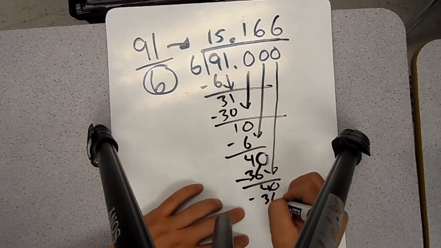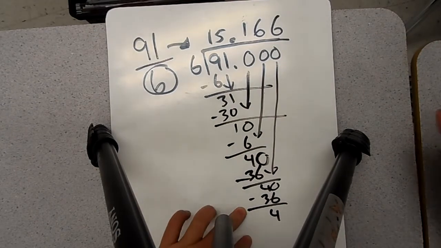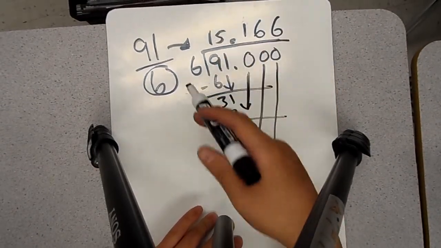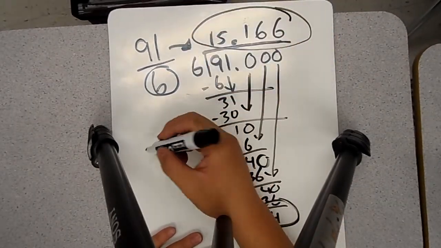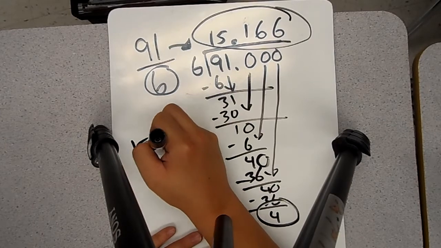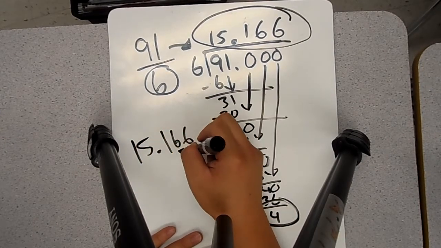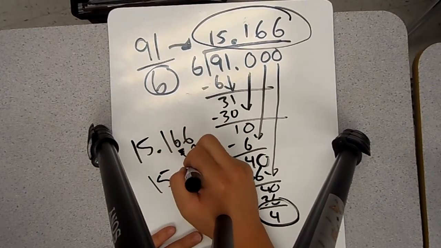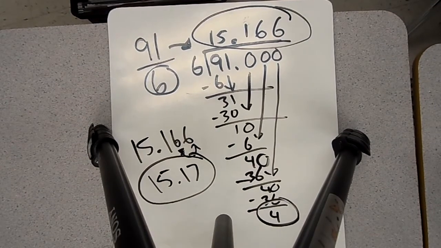Now, you don't need to worry about remainders because we're rounding. We could do this forever and ever, but we're not. We only want to worry about rounding. So we have a decimal right here, 15.166. We want to get to the 100th. So we look to the right. It's 5 and above. We round up to 15.17. And that's how you change fractions to decimals.